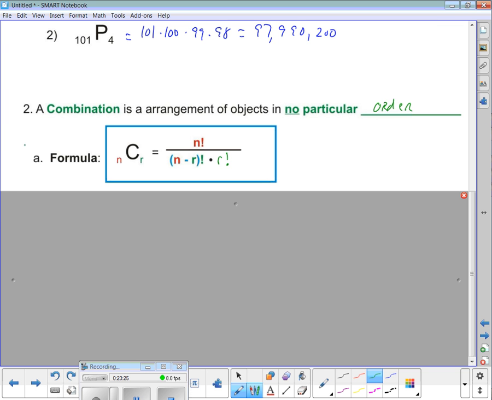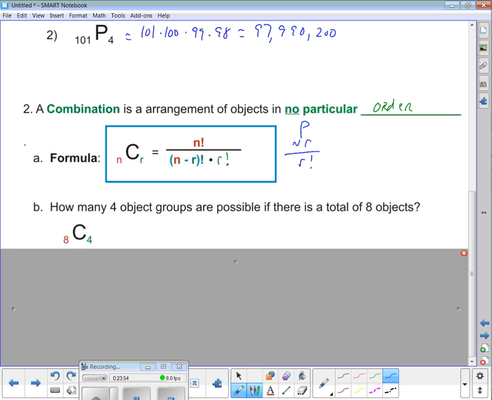So some would like to say it this way. It's the permutation times 1 over r factorial. Or probably should have said it this way. It's the permutation divided by r factorial. That's a better way of saying it. Okay?